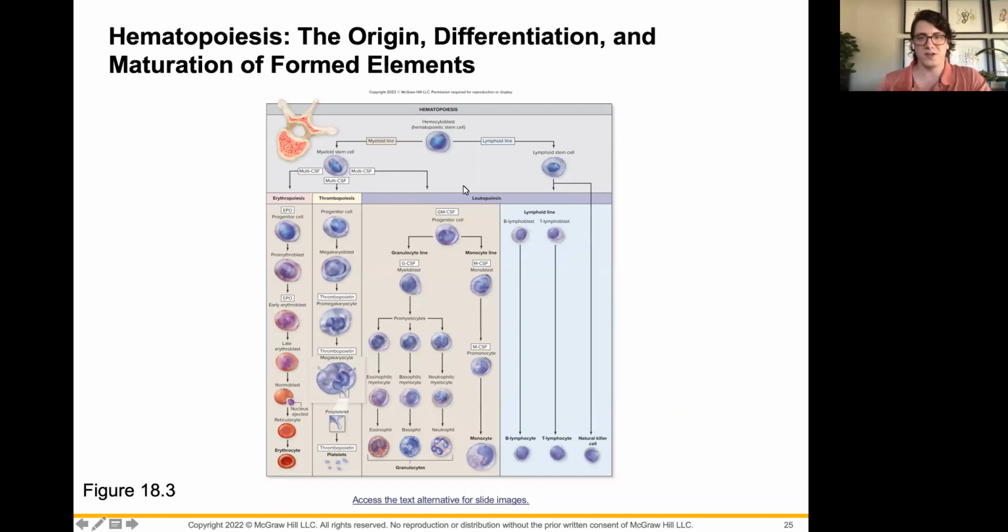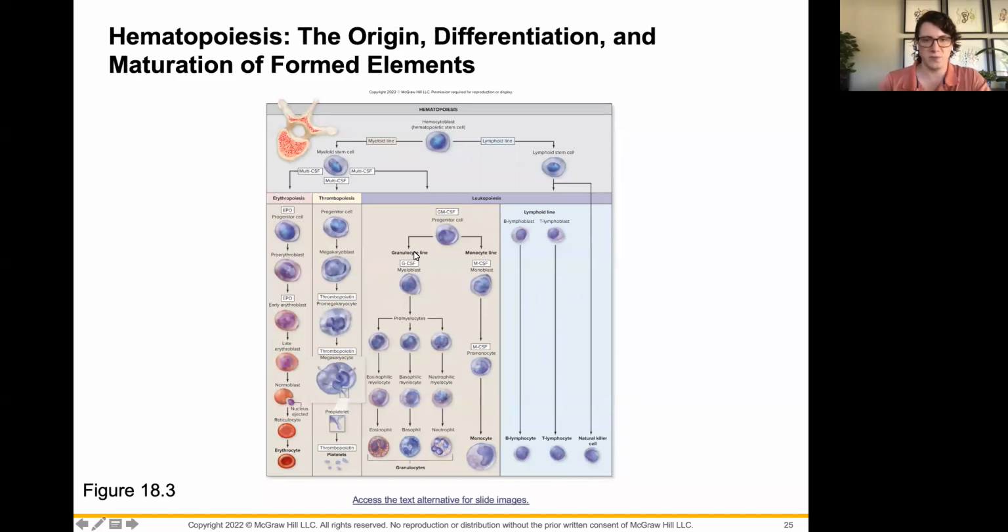Now, next we will talk about leukopoiesis. Now, leukopoiesis is either going to come from our myeloid stem cells or our lymphoid stem cells. Lymphoid stem cells will turn into either B lymphoblasts or T lymphoblasts, depending on the particular lymphoid line. And these are then going to become our T lymphocytes, B lymphocytes, and our natural killer cells, or NK cells. These are all going to be very important in our immune system, and particularly dealing with our immunoglobulins and things like that.